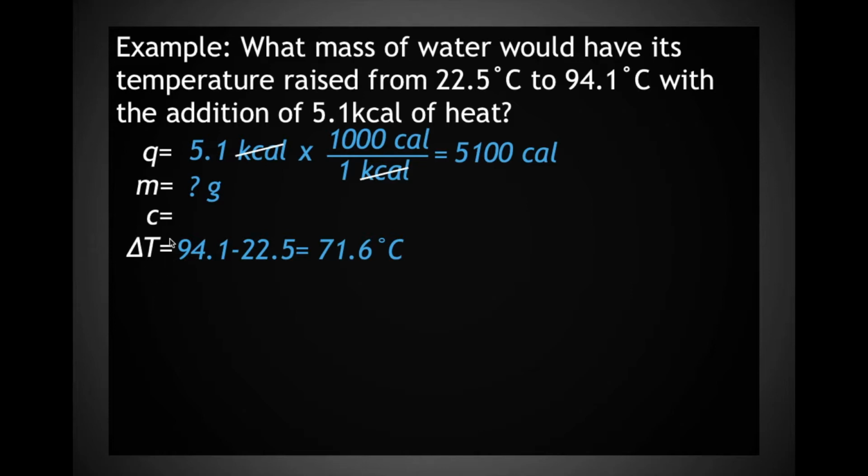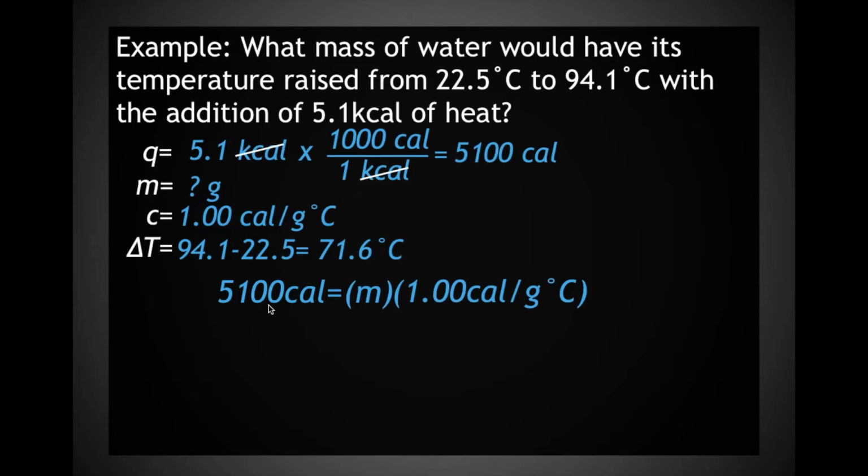Our change in temperature, we just take 94.1 minus 22.5 and we have it. And then remember, C is something we should just know, which is 1 calorie per gram degrees Celsius. So our units are good, and we're just going to plug it in here. Our Q equals M times C times the change in temperature. So your calories will cancel, your Celsius degrees will cancel, and then we'll just be left with the correct unit, mass. And once you plug it all into your calculator, you have your answer.